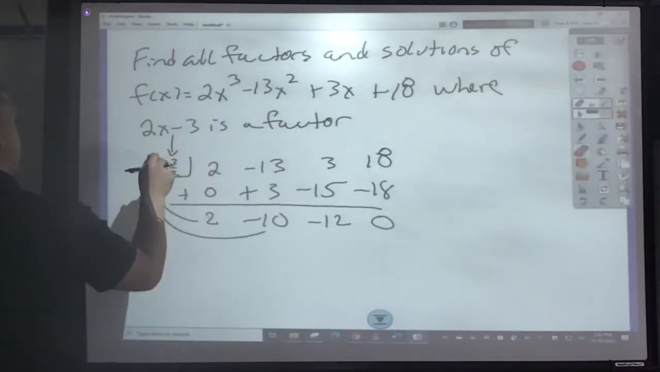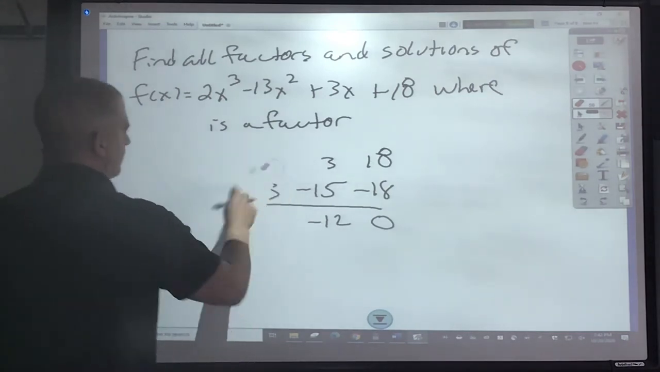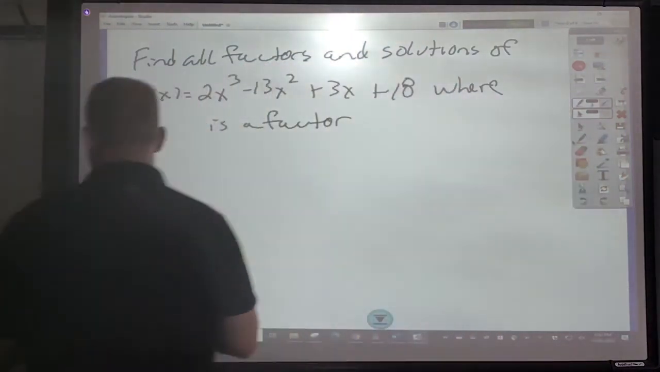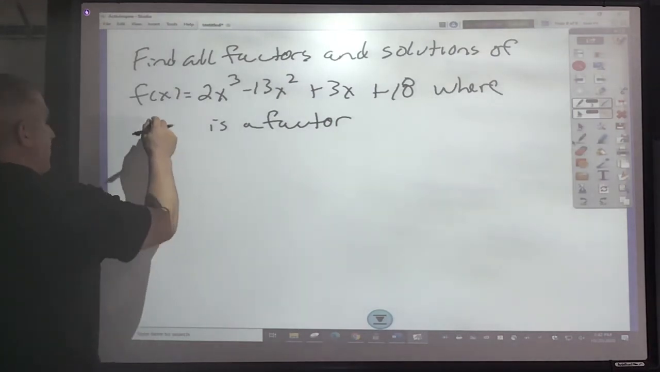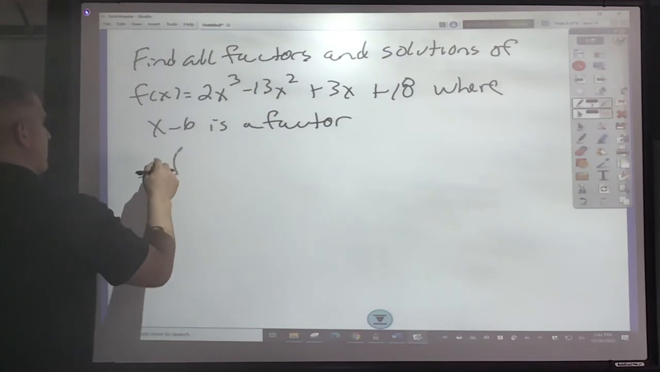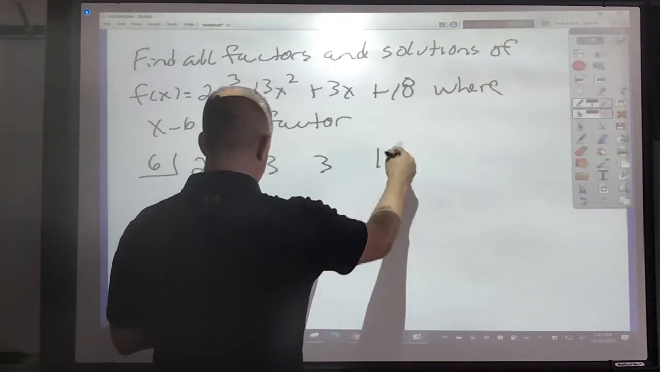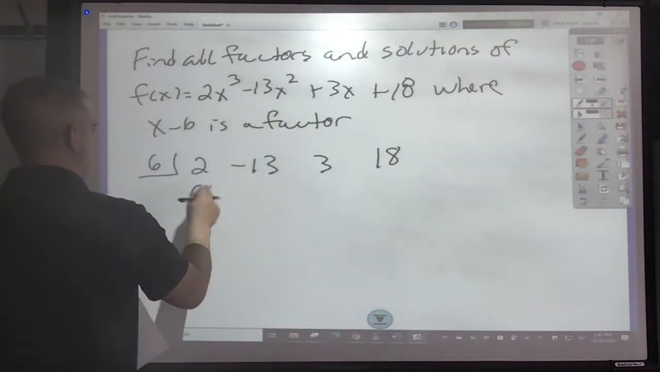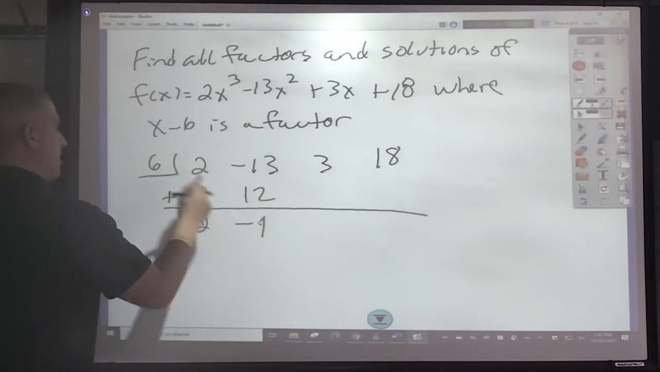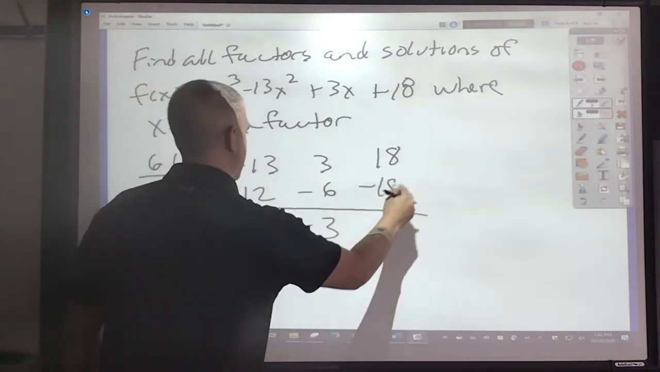Let's change our factor here. Let's change the factor to x minus 6. Let's see if this works out a little bit better. That'd be 6, 2, negative 13, 3, and positive 18. Bring down the 2, 2 times 6 would be 12, that'd be negative 1. Negative 1 times 6 would be negative 6. Negative 3, negative 18, 0.